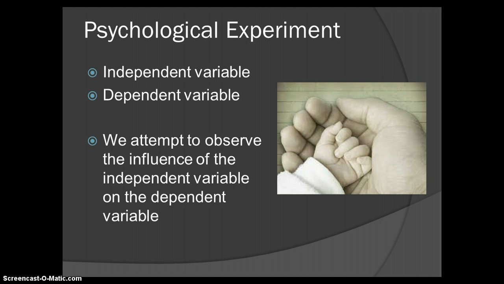So, the independent variable is the variable that is altered or varied by the researcher, while the dependent variable measures the results of the experiment. It reveals the effects that the independent variable had. And we attempt to observe the influence of the independent variable on the dependent variable.